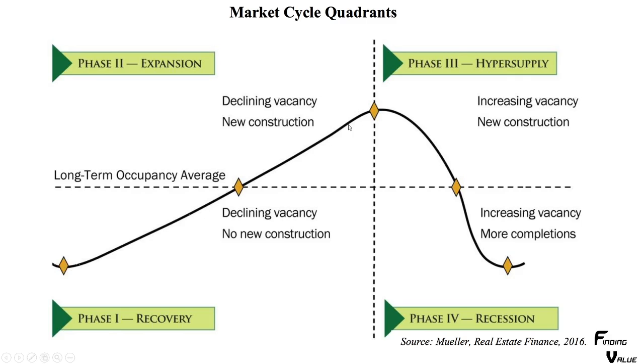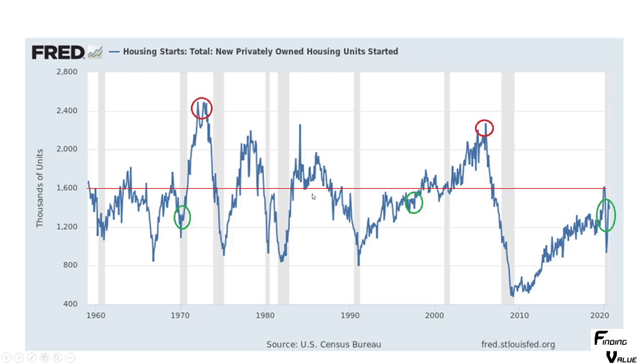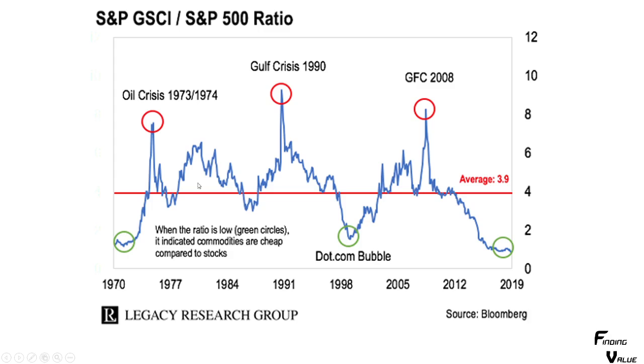Then we go into an expansion phase, we go into a hypersupply phase up here, and then we go into recession. That's the cycle. So what I did here is, this is housing starts, new privately owned housing starts. This is time, this is your number of units, the 1.5 million roughly is in here. And then I overlaid the commodity to S&P 500 ratio on this housing starts. That's what the green and red is. This is cheap commodities in green, expensive commodities in red.